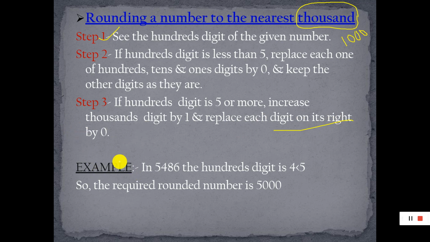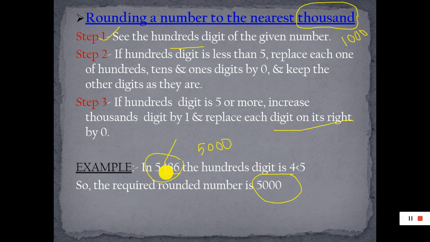For these three rules, we take an example: 5486. Now the first rule is to see the hundreds digit. You can see this is the ones, tens, hundreds, and the hundreds digit is less than 5. So what can you do? 5 stays and the rest are replaced by 0. So this is your answer.